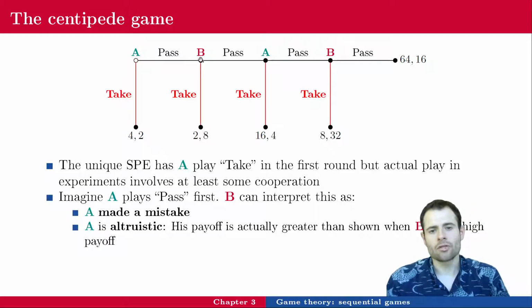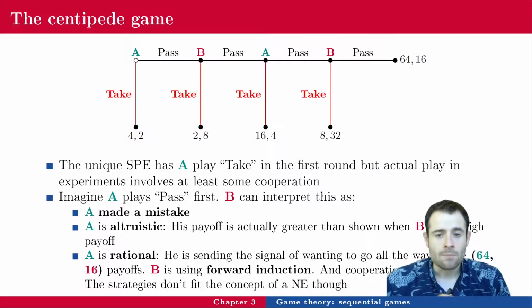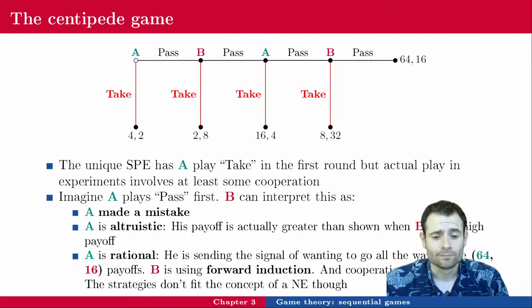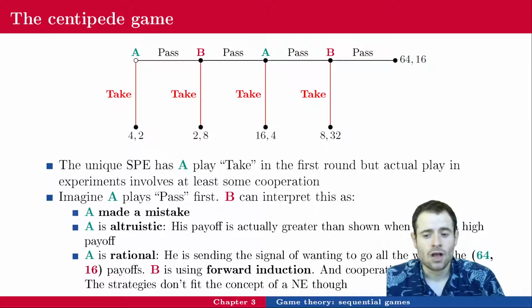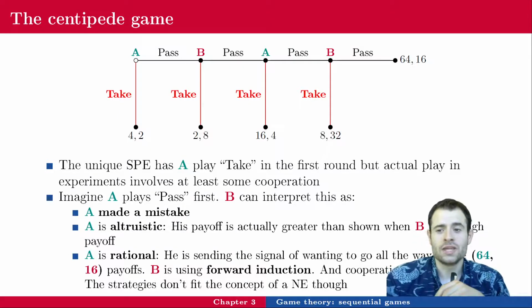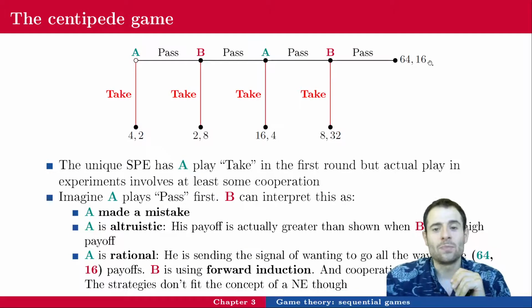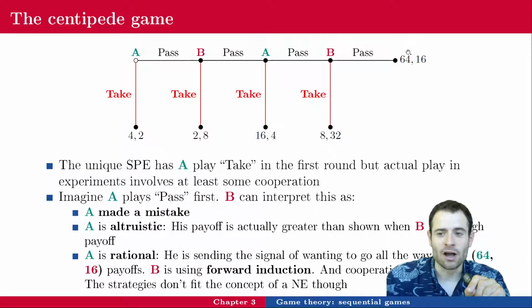Or there could be a third case which is also interesting. Maybe A is actually rational. What he's doing here is sending a signal of wanting to go all the way to the end where both payoffs are pretty high. So pretty much he may be implicitly telling B, hey, I didn't take, so you're not going to get a payoff of 2, you're going to get something higher, whatever you do. So don't screw me and let's go all the way to get high payoffs.